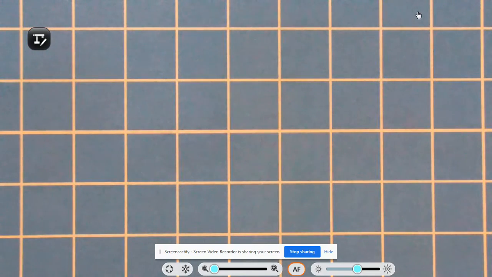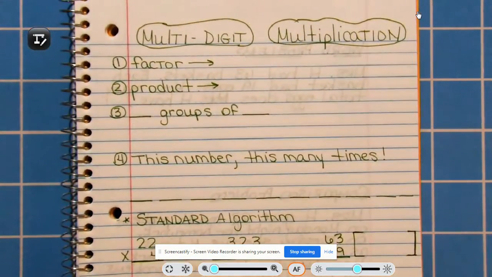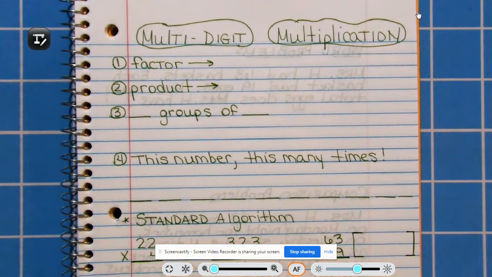Hey guys, this is Mrs. Henderson, and today we are going to talk about multi-digit multiplication and how to solve these problems.